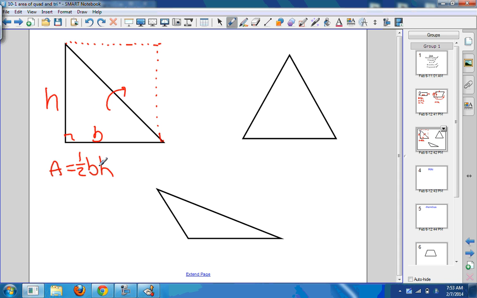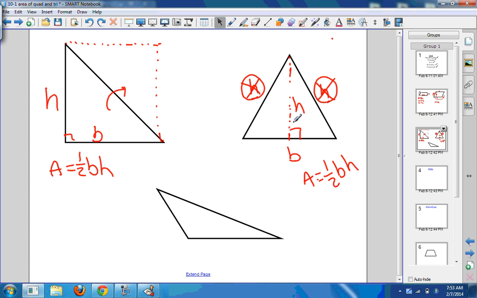The acute triangles are a little bit more difficult. Here we have a base, and the height is not going to be here, and it's also not going to be right here. The height is the altitude. So the altitude is perpendicular with the base going up to the top of the triangle. So our formula is the exact same. Area is equal to 1/2 base times height, but our height we have to find. It's going to be this altitude going up here. You guys will see that we can use SOHCAHTOA, Pythagorean theorem, and some different ways to find that altitude.